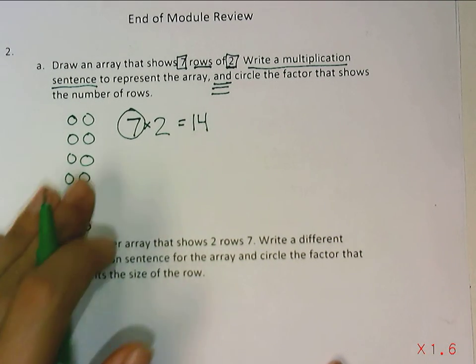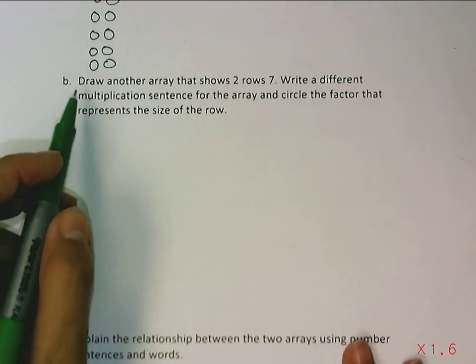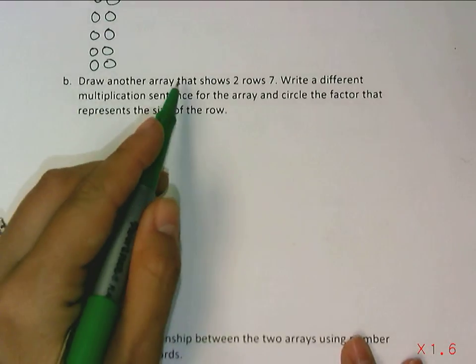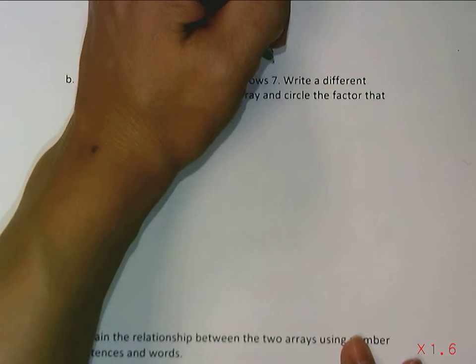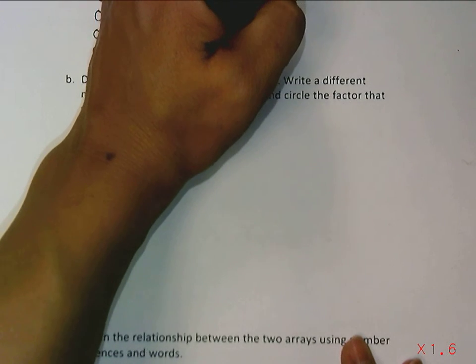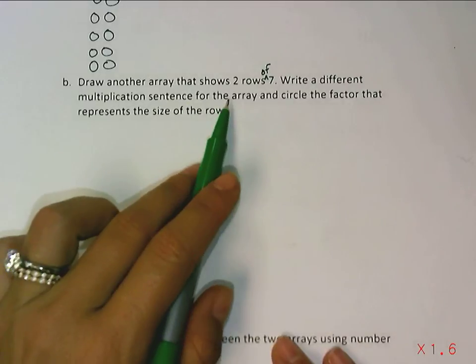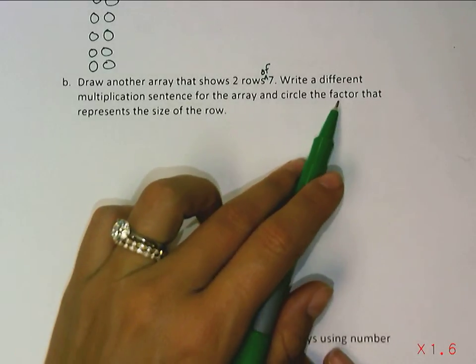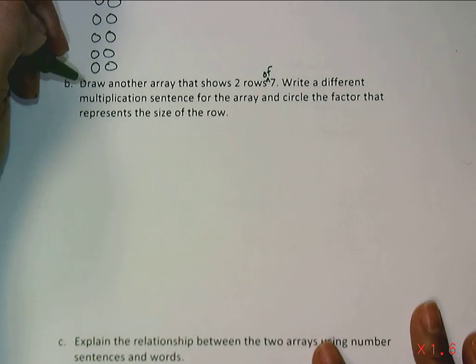This is part A. Let's move on to part B of our review for number 2. Draw another array that shows 2 rows of 7. There should be an "of" right here. Let's add a caret and an "of." Write a different multiplication sentence for the array and circle the factor that represents the size of the row. Let's just start with this first part.